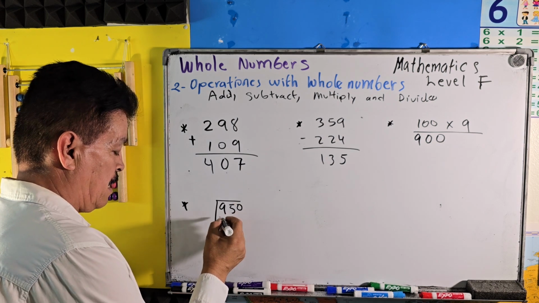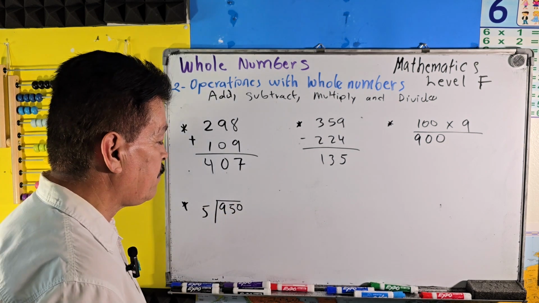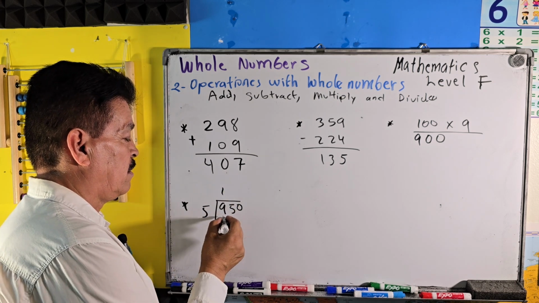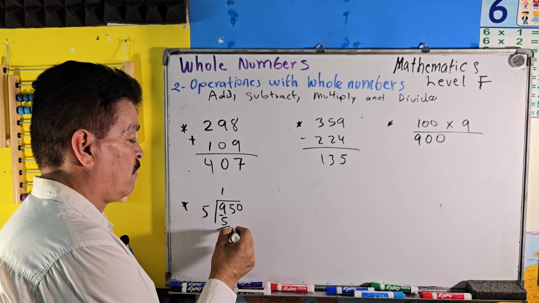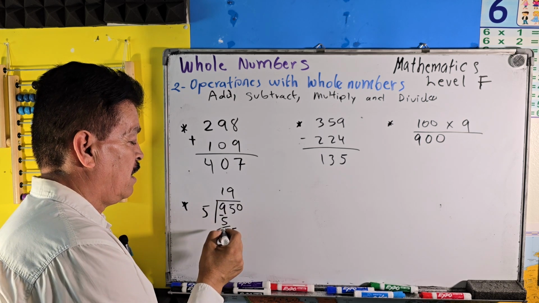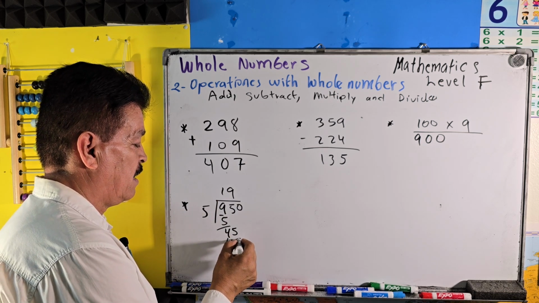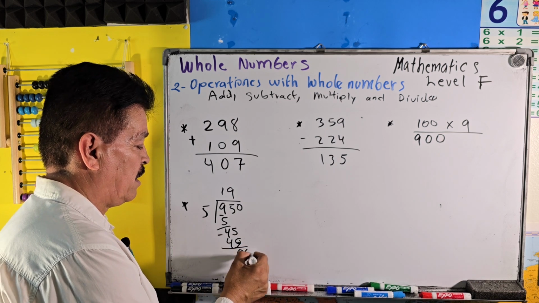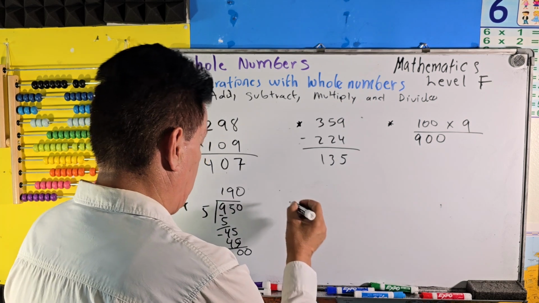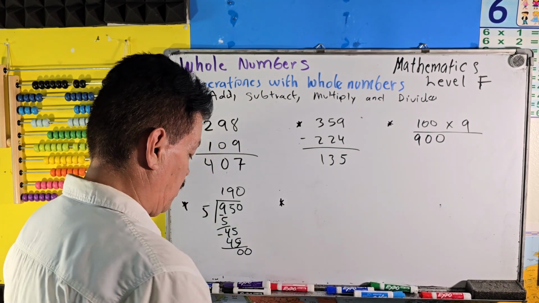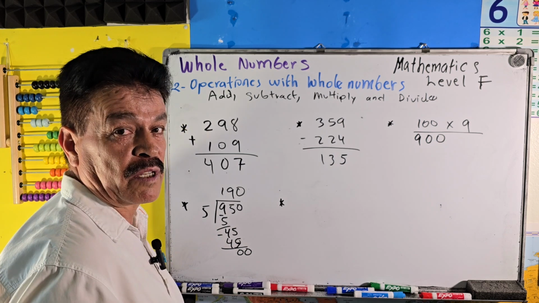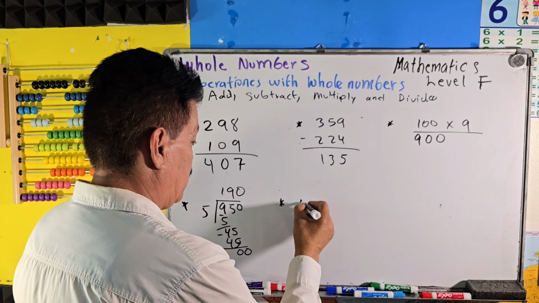950 divided by 5. Here, how many times is 5 in 9? It's 1. 5, so 4, bring down 5. This is 9 times 5 is 45. Is 0, bring down 0, is 190. Okay, so this one is another example of how to add, subtract, multiply, or divide whole numbers.